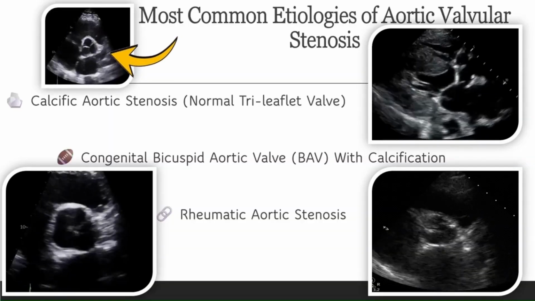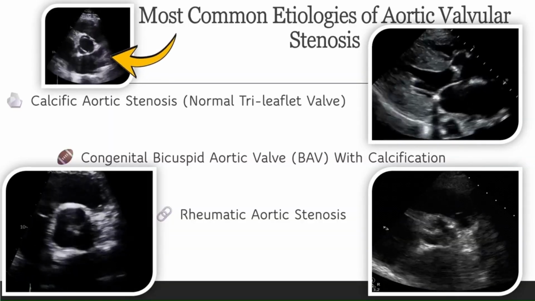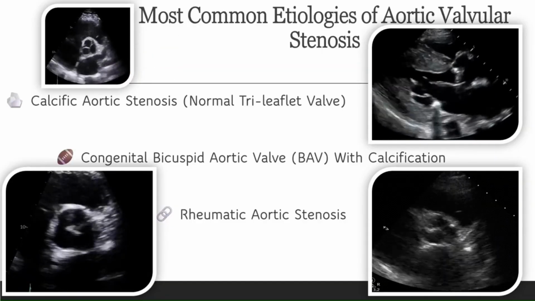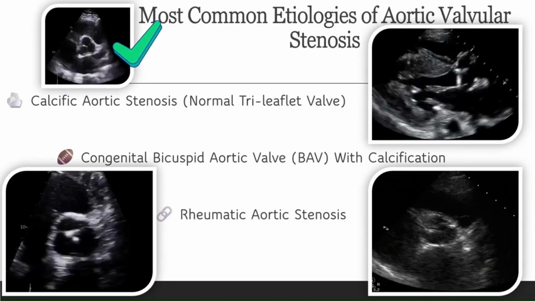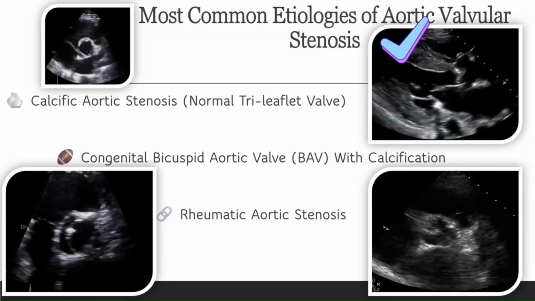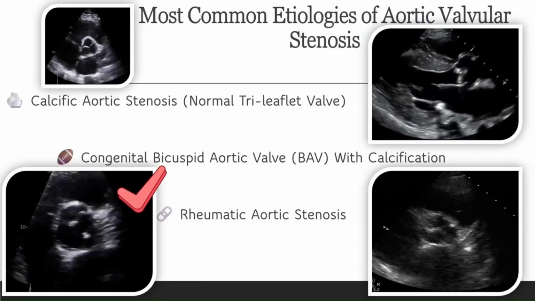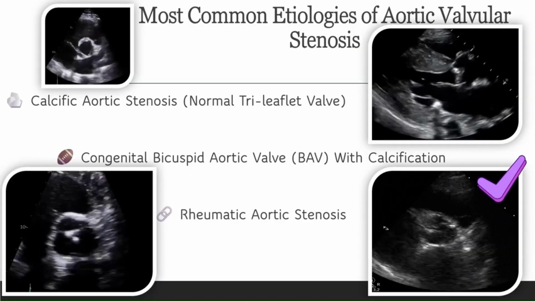This right here is a normal aortic valve. I just wanted to place all of them on the same slide so you'd be able to take a look and see how well the valve is opening when it's normal, differentiated from calcific and bicuspid, and also rheumatic.